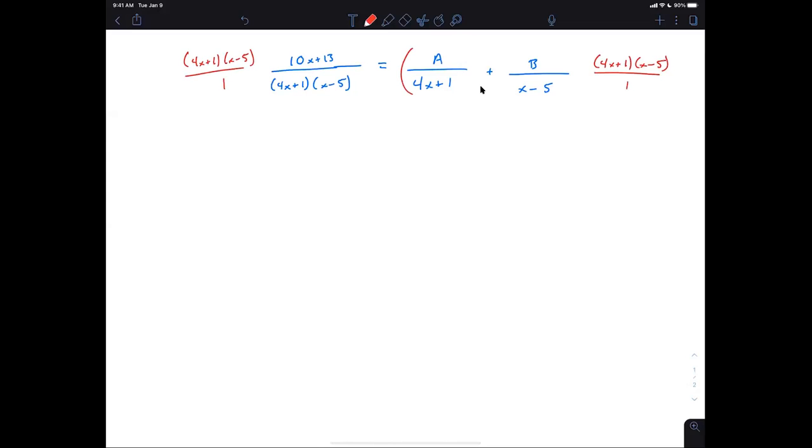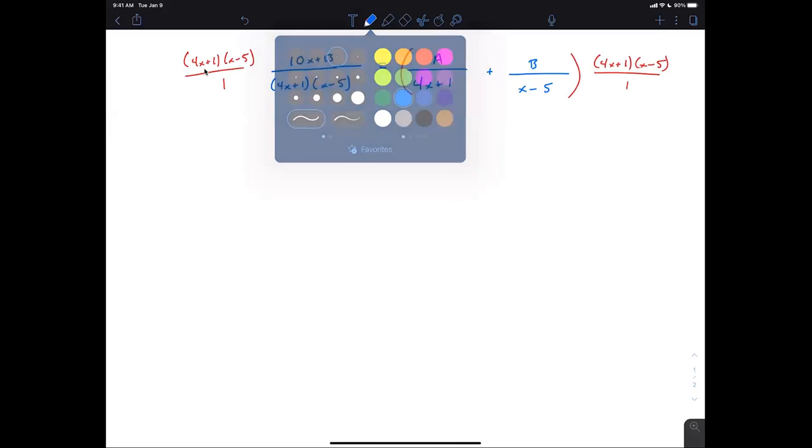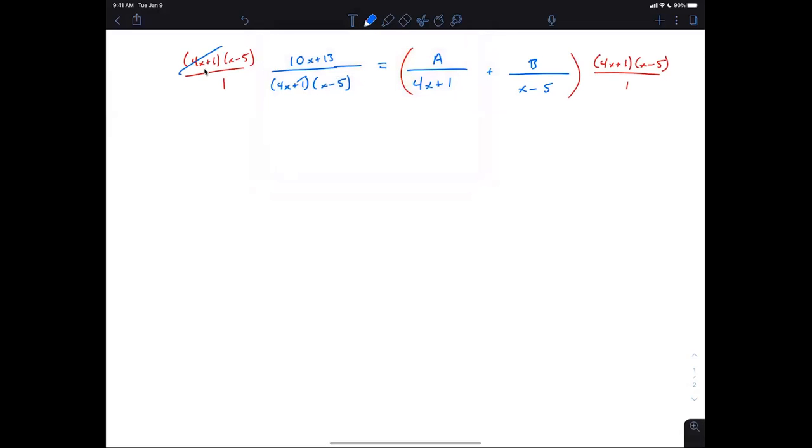And so on the left-hand side, when you do that, the 4x plus 1 on the top cancels with the 4x plus 1 on the bottom. And the x minus 5 on the top cancels with the x minus 5 in the bottom, leaving 10x plus 13 over 1 on the left. But since it's over 1, you can just put 10x plus 13. Does that algebra make sense to everybody?